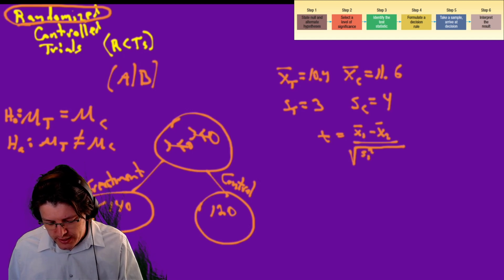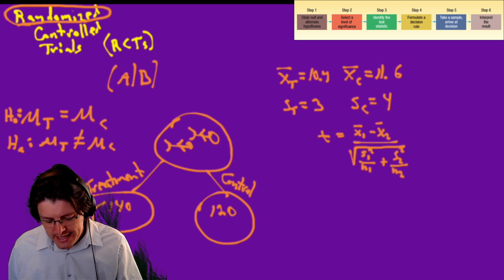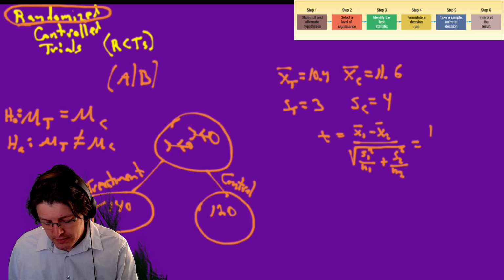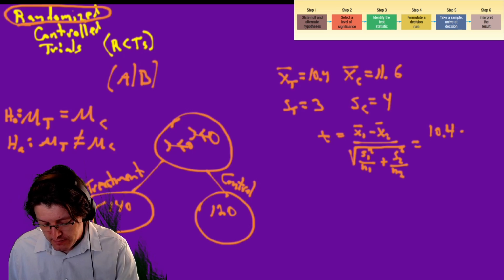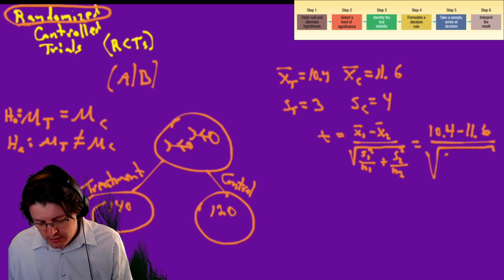So S1 squared over N1 plus S2 squared over N2. And that is going to be 10.4 minus, what did I call it? 10.4 minus 11.6. And that's all over this little grosser. So 3 squared over 140 plus 4 squared over 120.